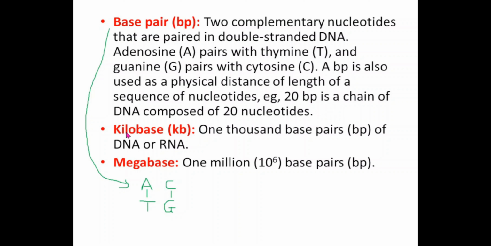Kilobase: kilo means 1000, so 1000 base pairs of DNA or RNA. A megabase pair is 1 million, 10 to the power of 6 base pairs, or BP. When you say base pair, adenine pairs with thymine and cytosine with guanine in double-stranded DNA.